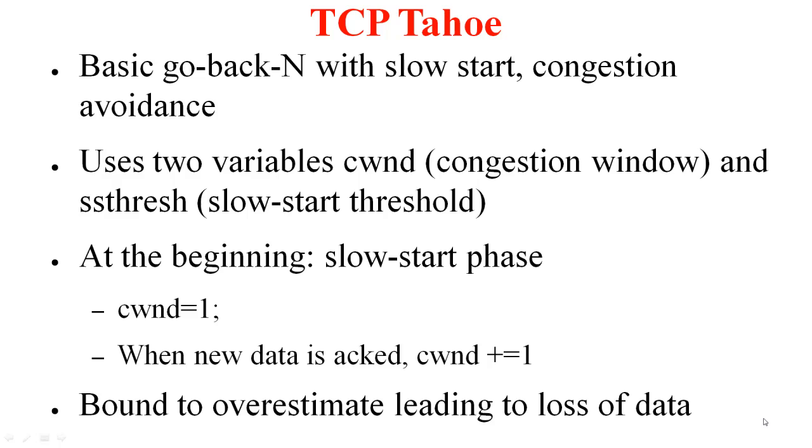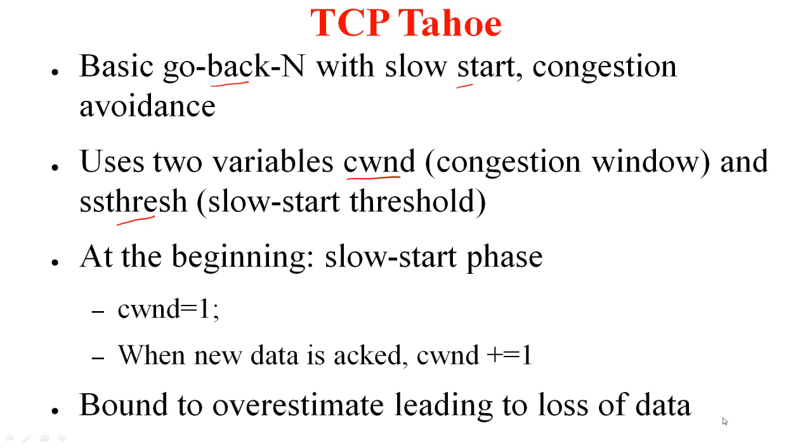TCP Tahoe is one of the initial versions of TCP. In fact, it's the simplest of the lot. It basically employs the go back N protocol, the sliding window protocol, with slow start and congestion avoidance. So it uses two variables. CWND you are already aware of. There is another variable it uses called SS thresh. Its role will become clear soon.